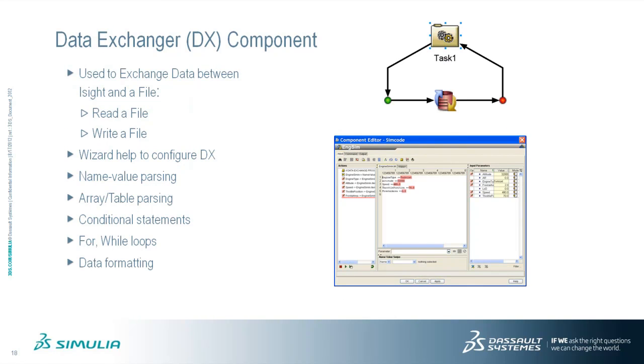The next component is the data exchanger. The data exchanger is really used to read a file, write a file, can be used for name value parsing if you need to parse some values. You can create for loops, while loops. So it's really just an exchanger of information between two particular codes.